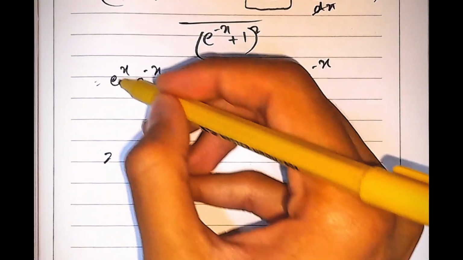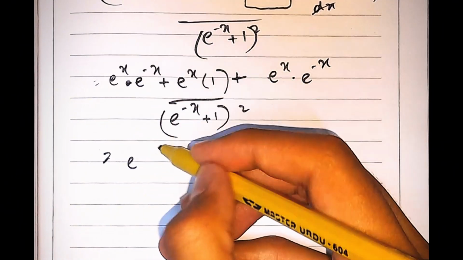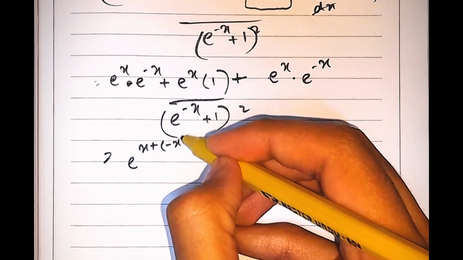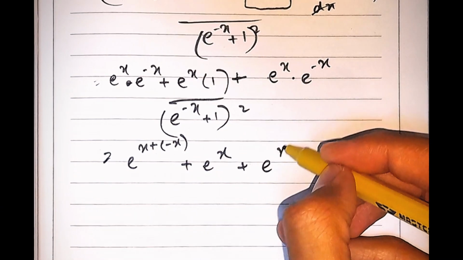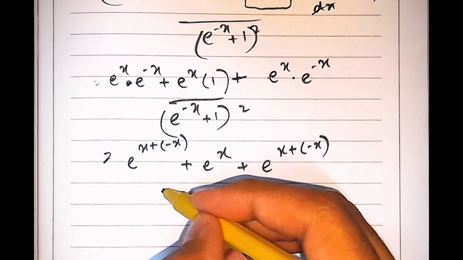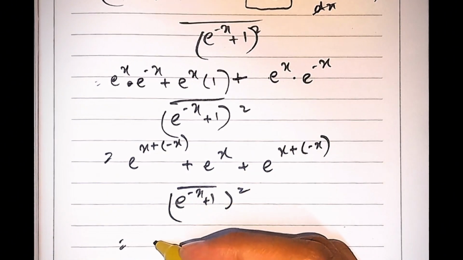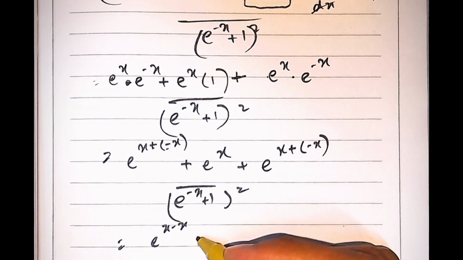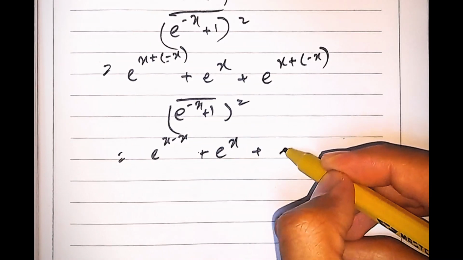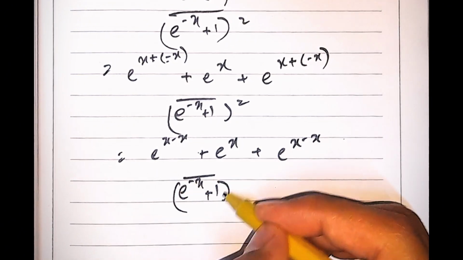We have e^x, when the bases are same, and they are being multiplied, then the powers will be added. So e^(x plus minus x) plus e^x plus, again the bases are same, the powers are added, so e^(plus negative x) divided by (e^(-x) plus 1) whole square. Then we have e^(x minus x), because positive negative gives us negative, plus e^x plus e^(x minus x) divided by (e^(-x) plus 1) whole square.